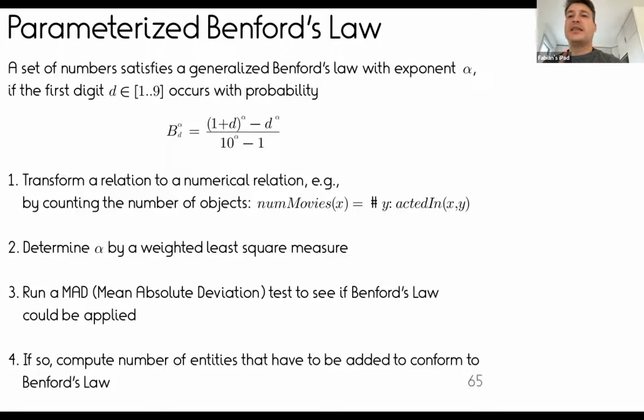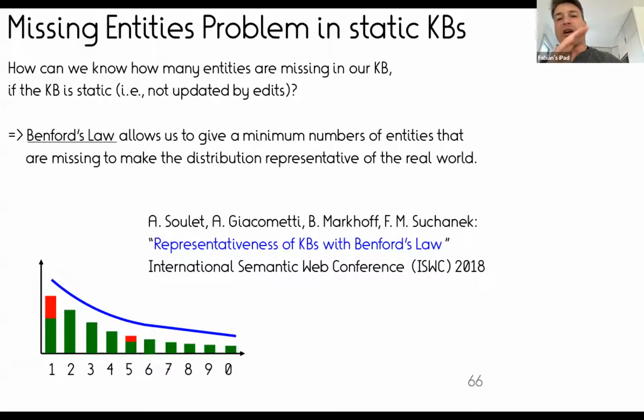But you can apply a statistical test and check whether the law applies. And if it applies, you can guess the parameter with which it applies. And that broadens the scope where the law can be applied. And with this, you can actually draw that blue line, and you can guess how many entities must be missing to fulfill Benford's law. And that is something that gives us a minimum number of entities that must be missing. It's not the true number, but it is a lower bound of missing entities.